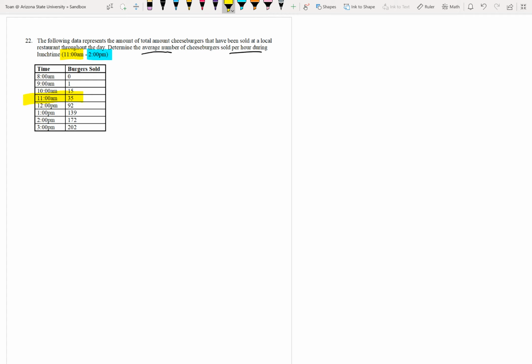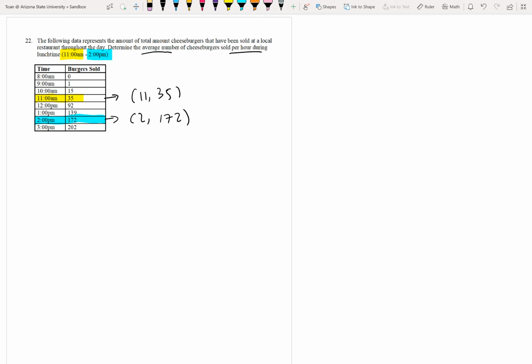Well, here's 11 a.m. I guess I should make that skinnier. Here's 11 a.m. and here is 2 p.m. So what that means is you can convert that into a point. Now, we have to be careful here because time wraps around itself. After 12 p.m., it goes back to 1. So to do 11, 35 and 2, 172 would be wrong because, again, time is cyclical.